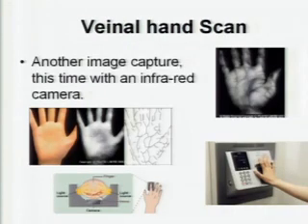So a new one that I haven't actually played with yet is the vein hand scan. This uses an infrared camera. It's another image capture, as I said, they all are. And you can see with this set of three images, here's the hand in IR. And when you process it and take the hand away, this is what you get, the actual map of the veins, which are analyzed just like the fingerprint to create the actual identifying map.